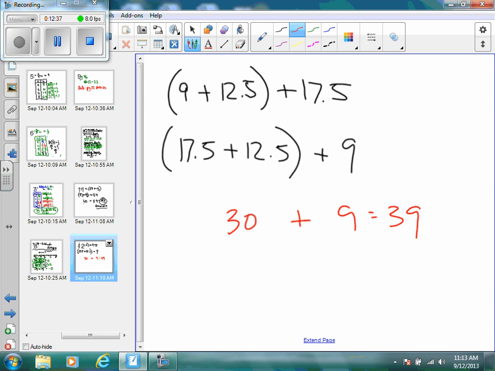Now, can you do this in your head? Like 17 plus 12 is 29, right? And then both of these 0.5s add up to give you another whole, 1. So the 29 plus the 1 is 30, plus the 9 is 39. And obviously the property used here would be associative. Good. So the nice thing is that if you use them, they should be able to help make your life a little bit easier. Okay? How about number 8, p plus 0?